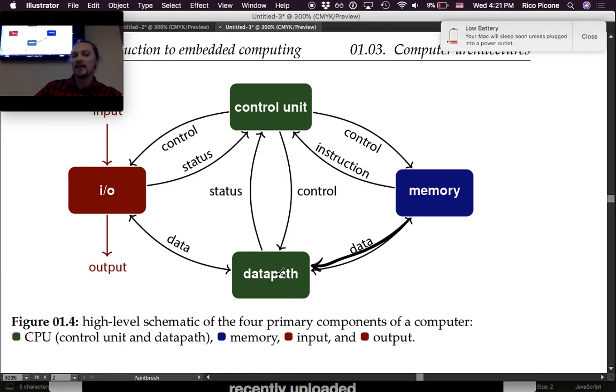And what it does to that data depends on what the control unit tells it to do. So it's either going to go back to memory. Often that's what it does. It goes back to memory. That's done. Or it will go to I/O.